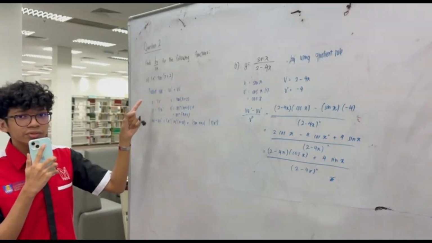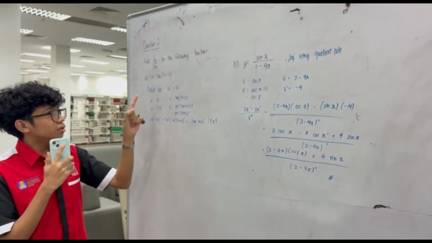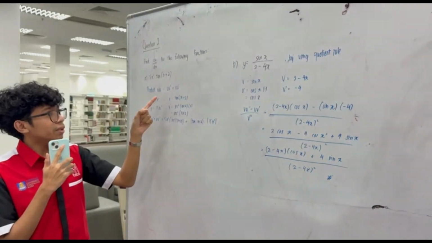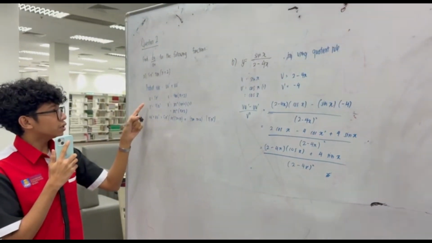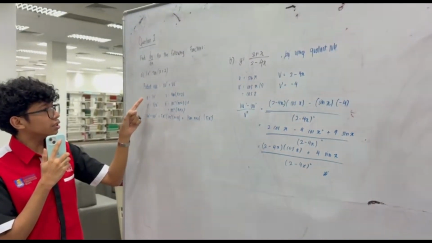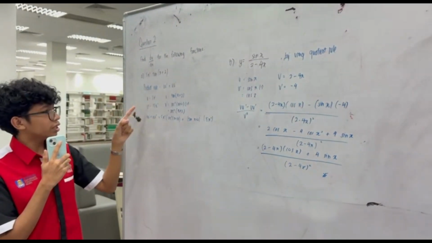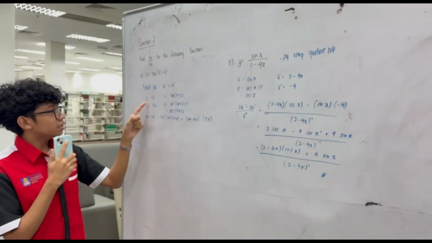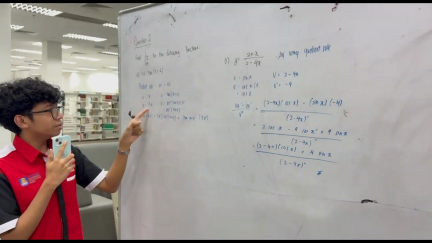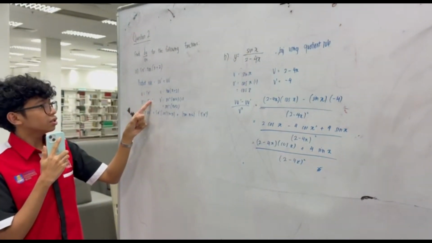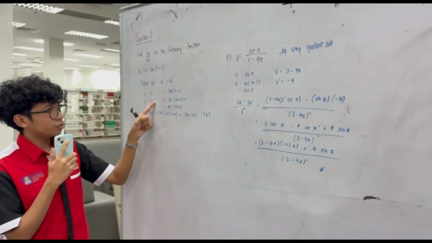For this question, we'll be using the product rule, which is u multiplied by v prime plus v multiplied by u prime. For the u, we take the 5x cubed, and after differentiating, 5 multiplied by 3 is 15, and 3 minus 1 is 2. So the answer will be 15x squared.